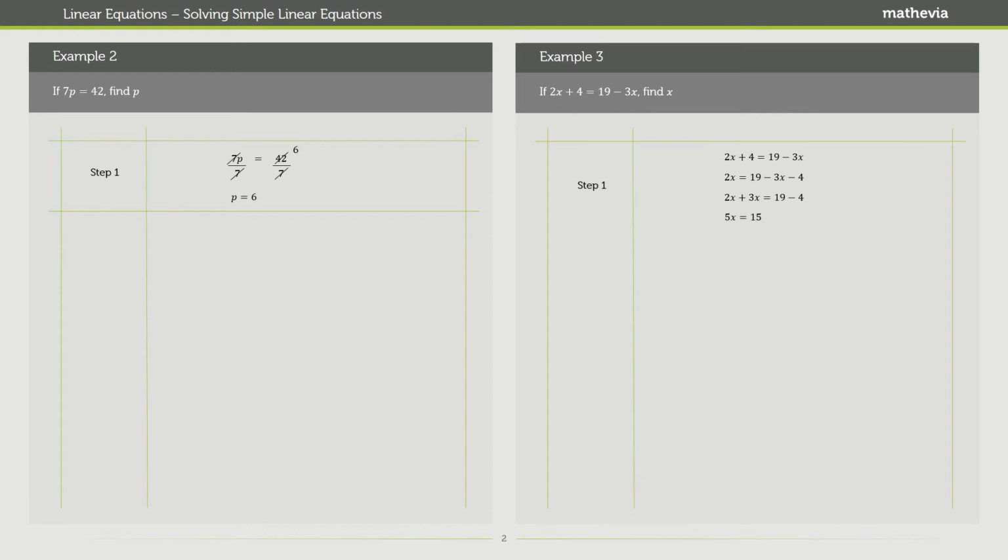Finally, when we solve this out, 2x plus 3x equals 5x, and 19 minus 4 equals 15. So we're left with 5x equals 15. From this point on, we simply divide both sides by the coefficient of the variable x, which is 5. So we have divided by 5, divided by 5. What we have in the end is x equals 3. Very simple, very straightforward. Let's move on.